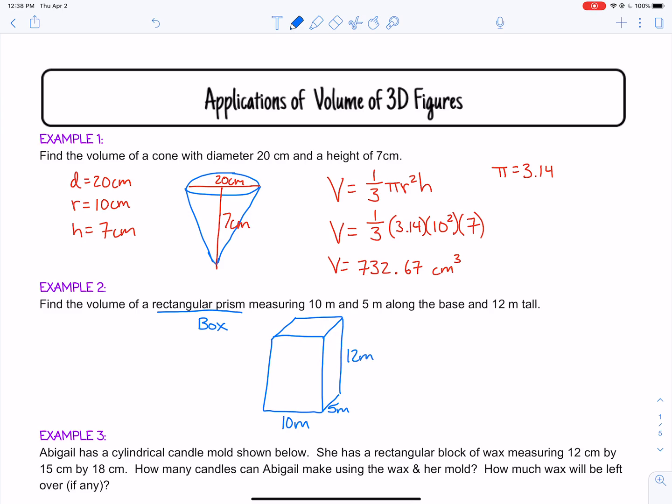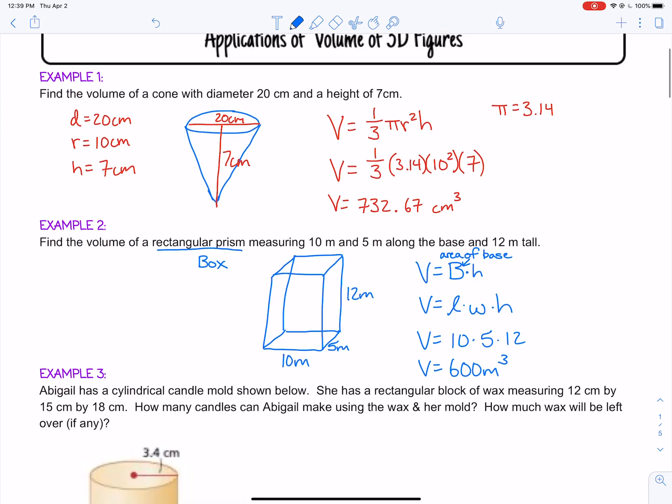For the volume of any kind of prism, it's equal to the area of the base, which we use a capital letter B to represent, and then you multiply by the height. And that breaks down into the area of the base of this box, which is just length times width. So length times width times height comes from the area of the base times the height. We can just put all that together. 10 times 5 times 12 will give us a volume of 600 meters cubed for this example.